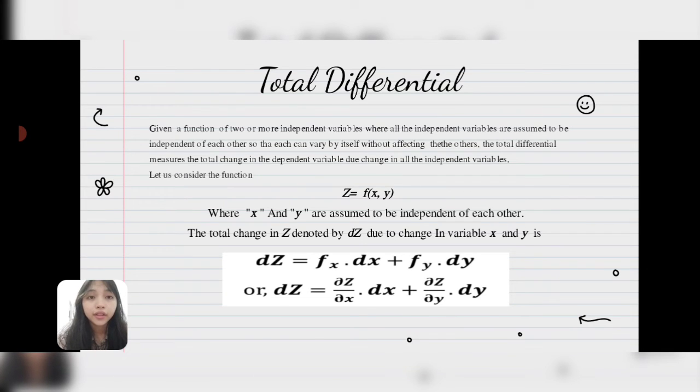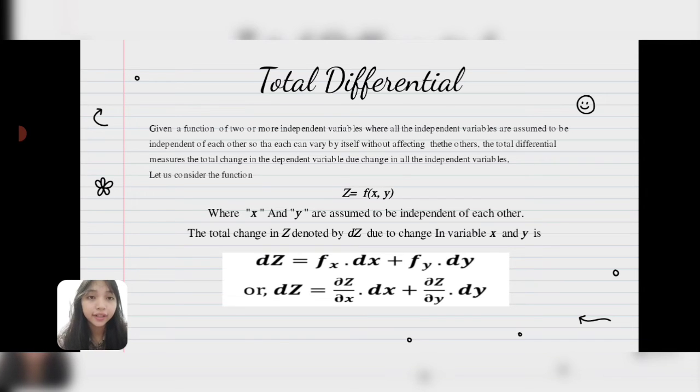The total differential: given a function of two or more independent variables, where all the independent variables are assumed to be independent of each other, so that each can vary by itself without affecting the others, the total differential measures the total change in the dependent variable due to change in all independent variables.